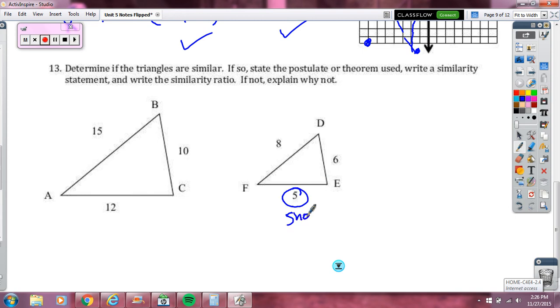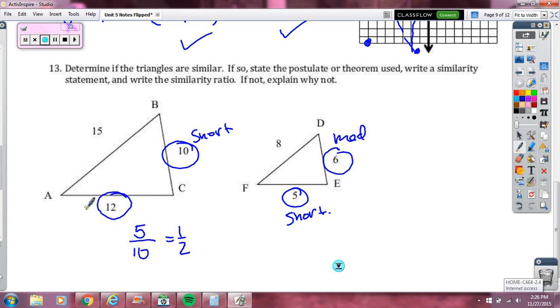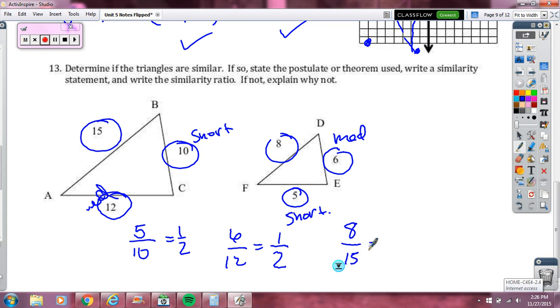So 5, the short one, goes with 10, the short one. 5 over 10 is a half. Cool. 6, the medium one, goes with 12, the medium one. So 6 over 12 is also 1/2. Word. Oh snap, hang on. 8 is the big one and 15 is the big one. But guess what? 8 divided by 15 is not a half. So we've got not similar because not all those sides are in proportion.